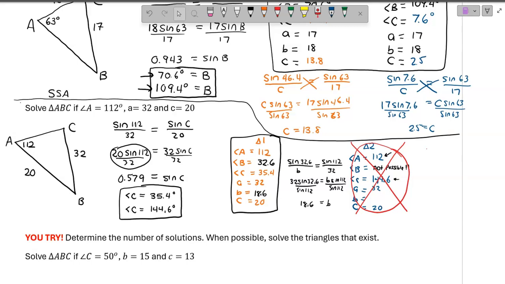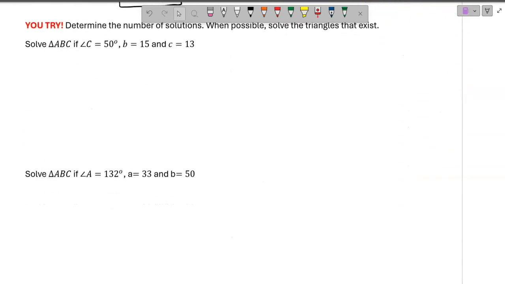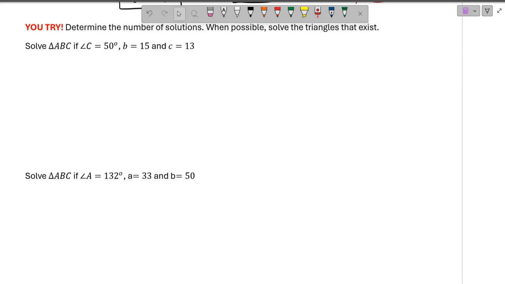So now it is your opportunity to try some of these out. What I would like you to do now is to pause this video and try both of the You Try problems here. Now, I'll go over the first one and then I'll have another pause for the break. So if you want to just try the first one and then press play, go ahead, but then I will talk about the second one as well.